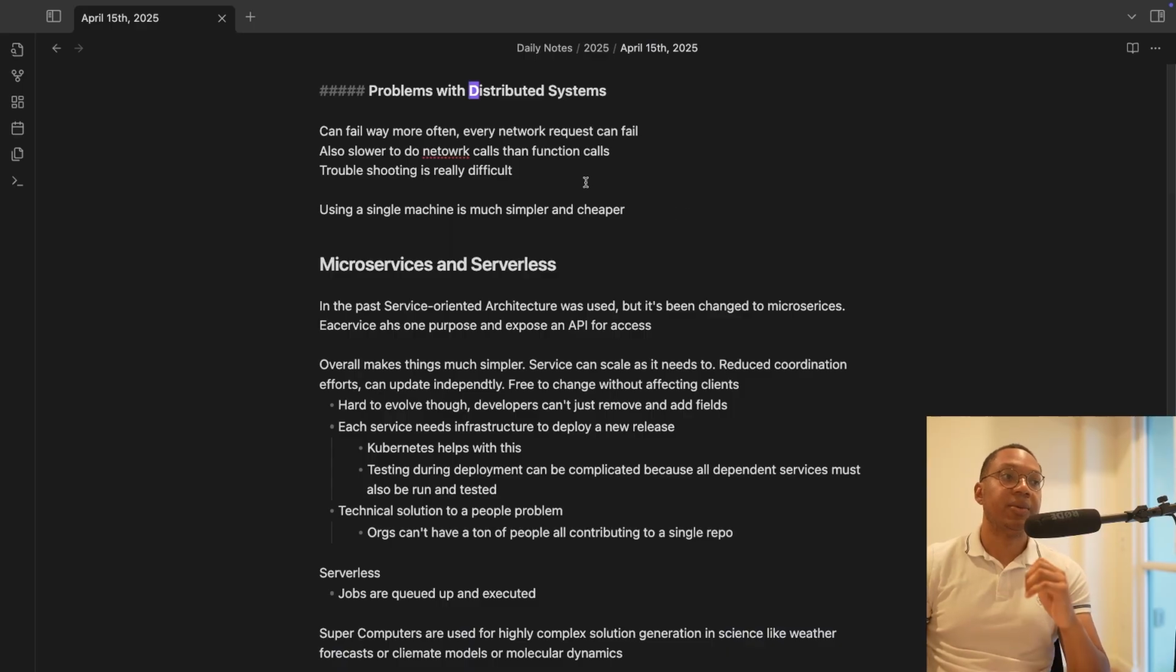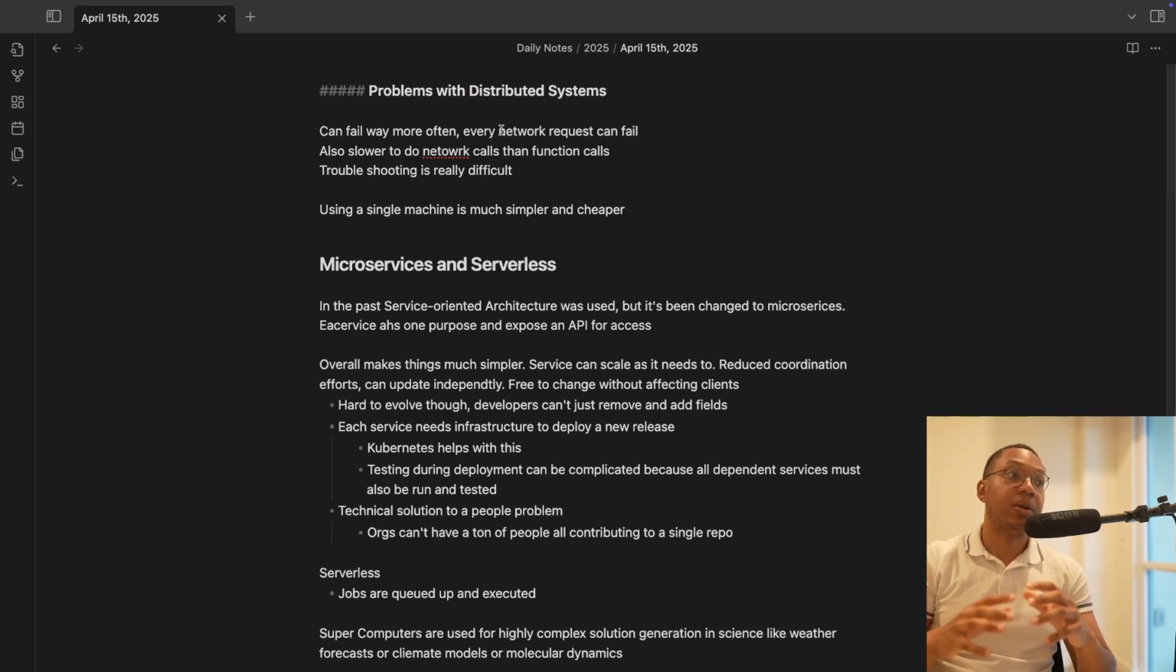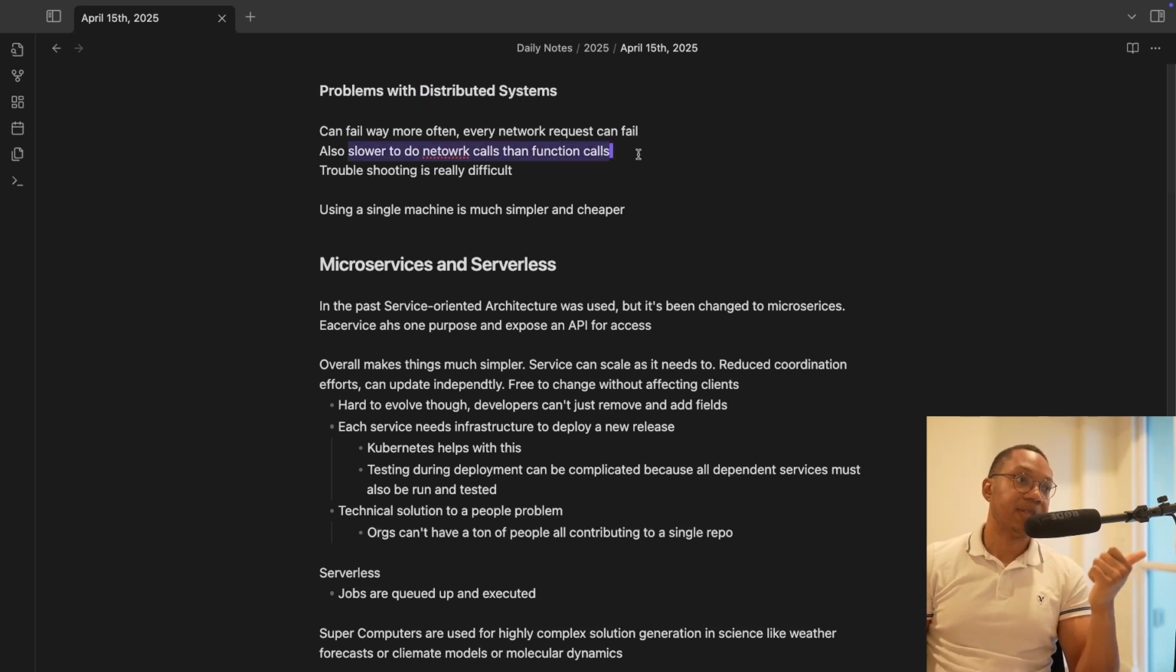So this is what we're talking about. With distributed systems we're plopping down even more databases and even more servers, and they all need to communicate with each other. So the distributed system can fail way more often. Every network request can fail. The internet can always go out. It's also way slower to do network calls than calling a function in a system, because you have to transfer it over the internet, and the internet is way slower, which is why we're using cables. It's why you plug your monitor in with a cable, because doing it through the air is just too slow.